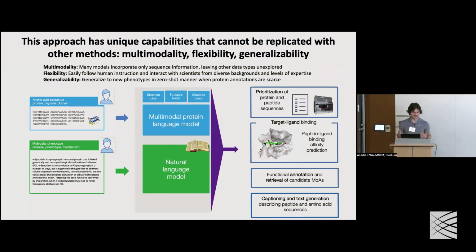And then also generalizability. We want to be able to generalize to entirely new phenotypes in a zero-shot manner, and especially when protein annotations are scarce. And so we hypothesize that text serves as a really rich modality for that, because you can encode any phenotype you think about in text, right? We write papers about phenotypes. We describe these things in written language. And so if we can encode that in our model, that gives us endless levels of flexibility.